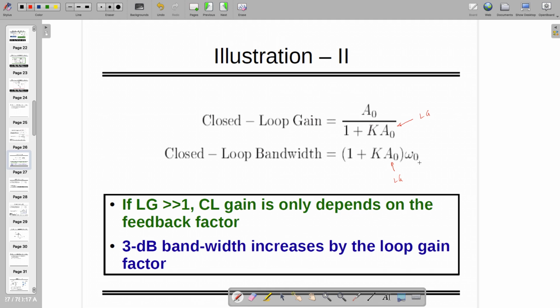So you can say that the 3 dB bandwidth increases by the loop gain factor, and if the loop gain is much higher than 1, then the closed loop gain only depends on the feedback factor. Still, that is the case. Look, we are not saying that it's not, but it depends on what value of precision you want. Accordingly, your output will be there.